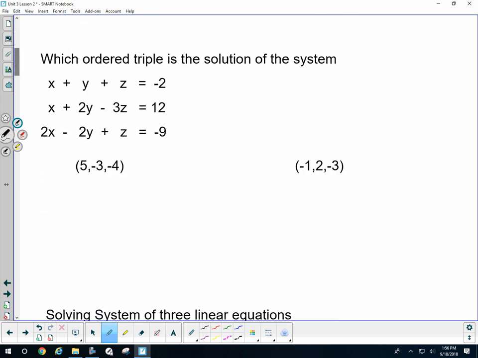Okay? Now I'd like you to tell me which one of these 2 possibilities is the solution to this 3-variable system. Ready, set, go. And again, you can call this A, B, and C.